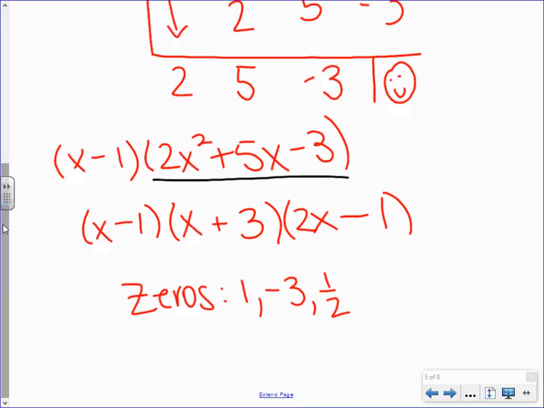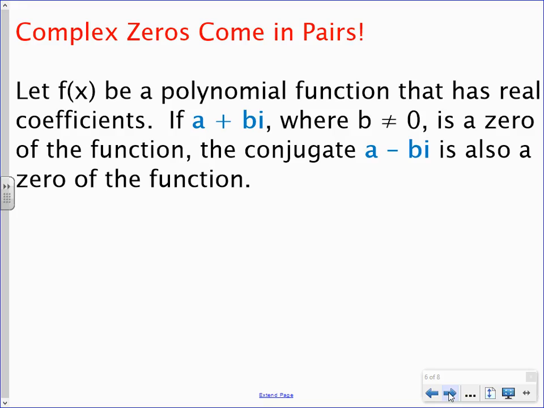The next thing we need to talk about, which ties into the quadratic formula we just talked about: if you have a complex zero, you will never have just one of them. A complex zero with real and imaginary parts will always come in conjugate pairs. If you have a plus bi, you're going to have a minus bi as a zero as well. If we think about the quadratic formula, when we get a negative underneath the square root, that's when we get an imaginary number. We have negative b plus this, and negative b minus the square root. Our complex zeros will always come in pairs.